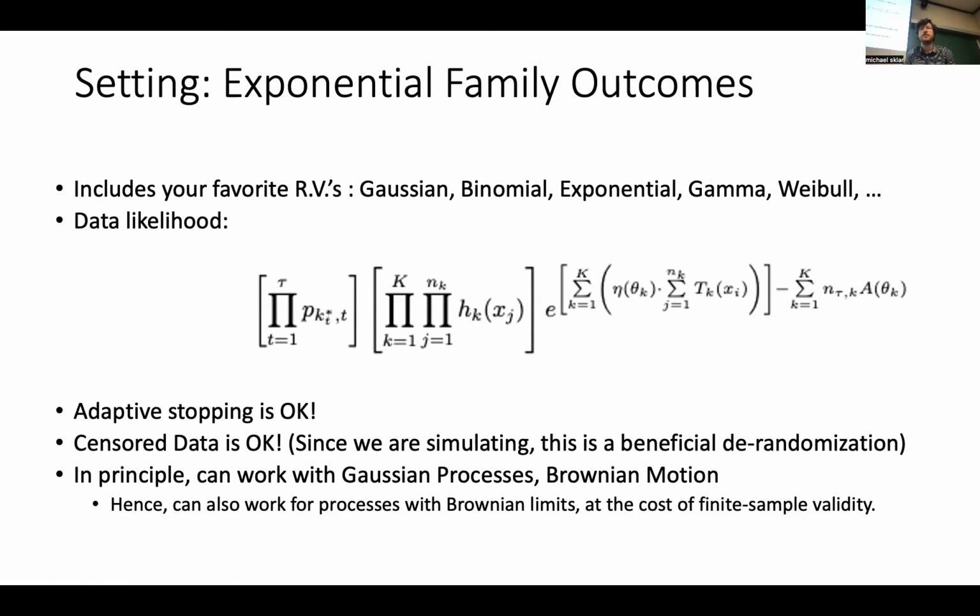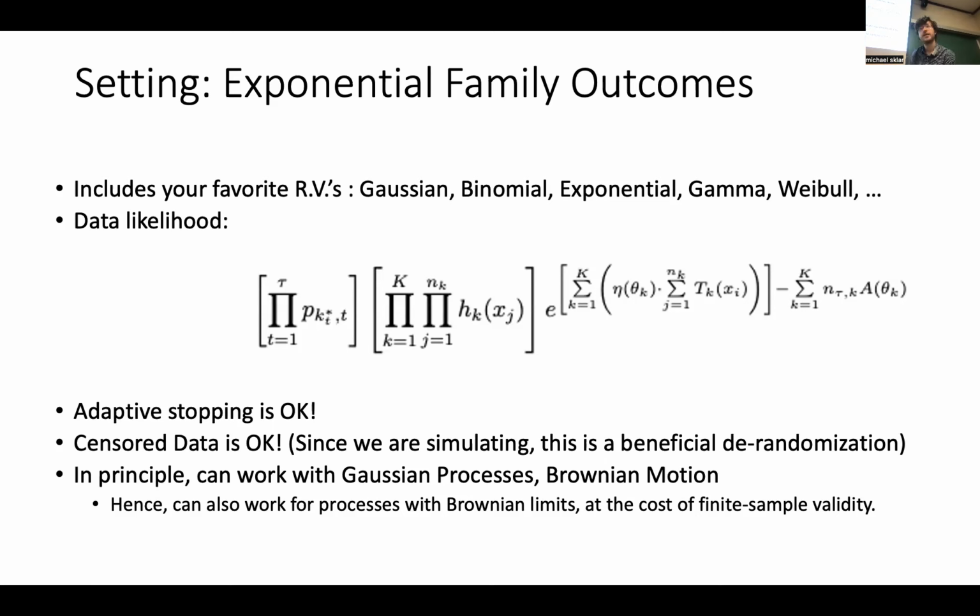So our setting here, we're going to require that we have an exponential family. It's a big class still: Gaussian, binomial, exponential, gamma, Weibull. This data likelihood, we're going to assume, we can sample adaptively. So based on what you've seen so far, you can choose to either stop at time tau or keep going.